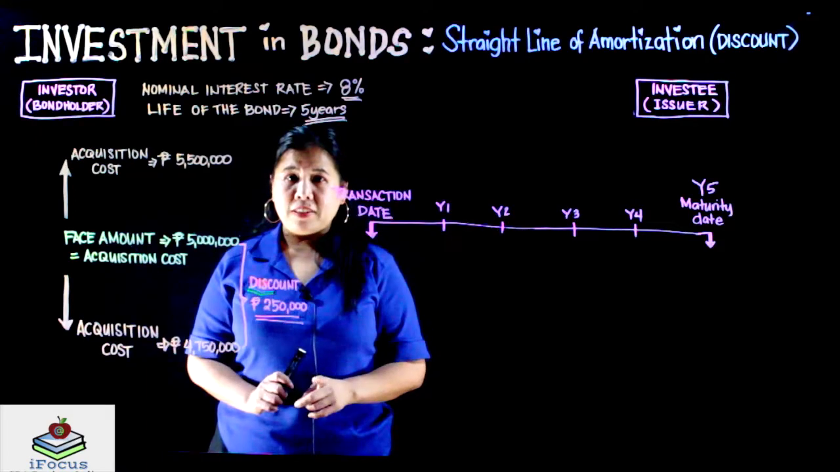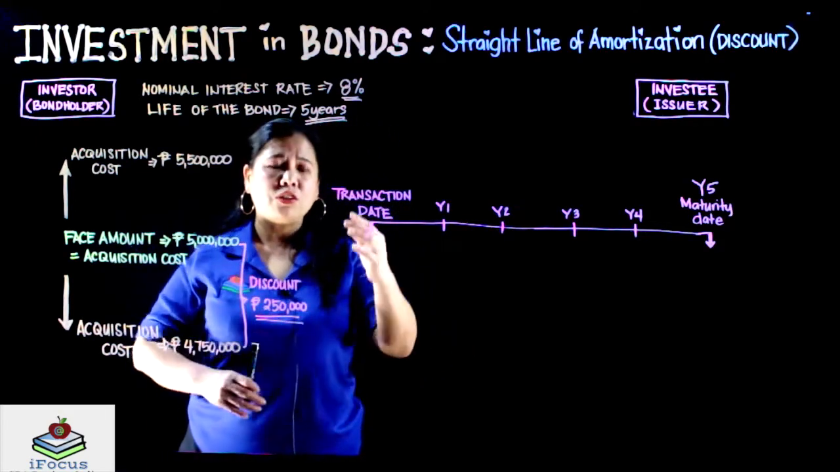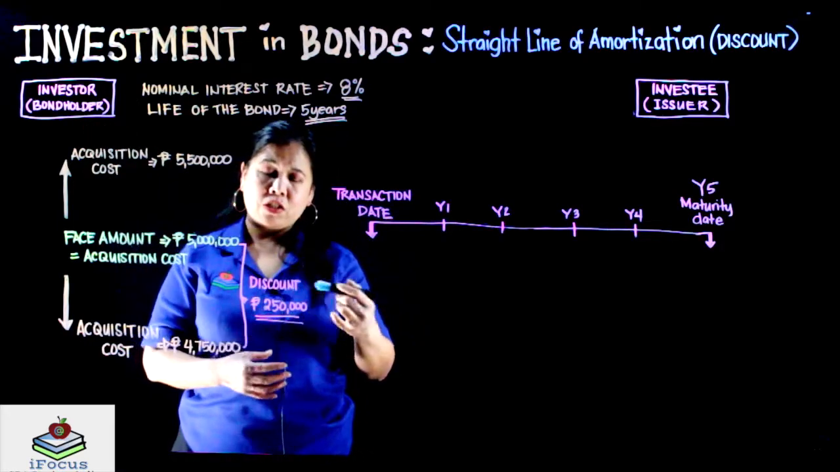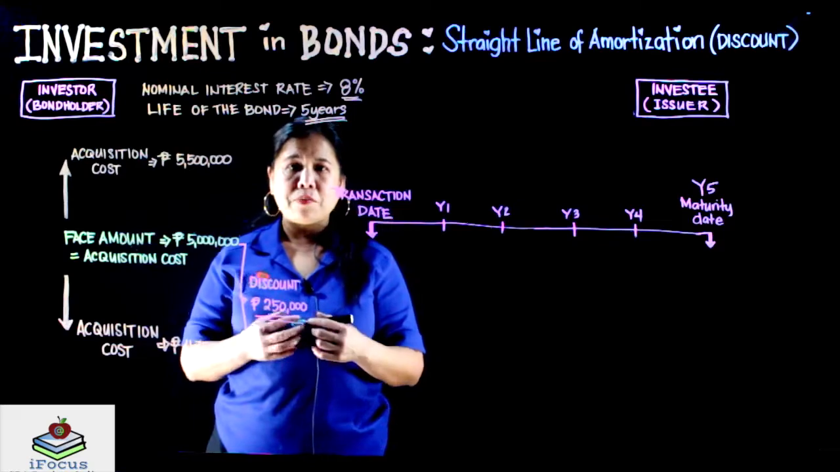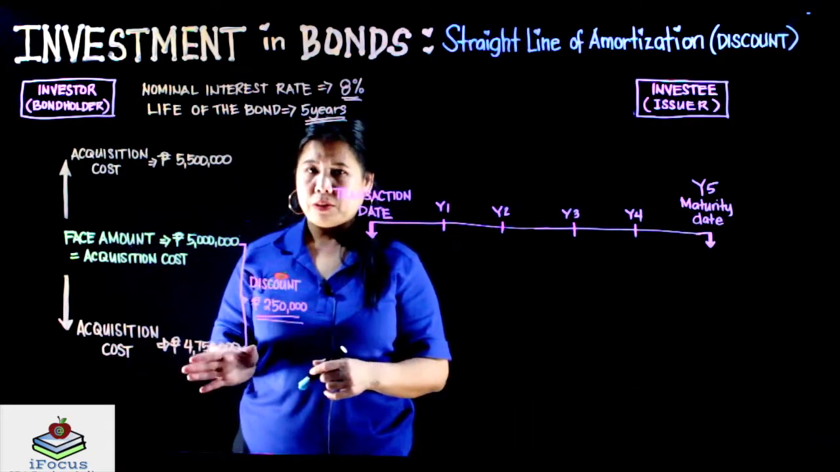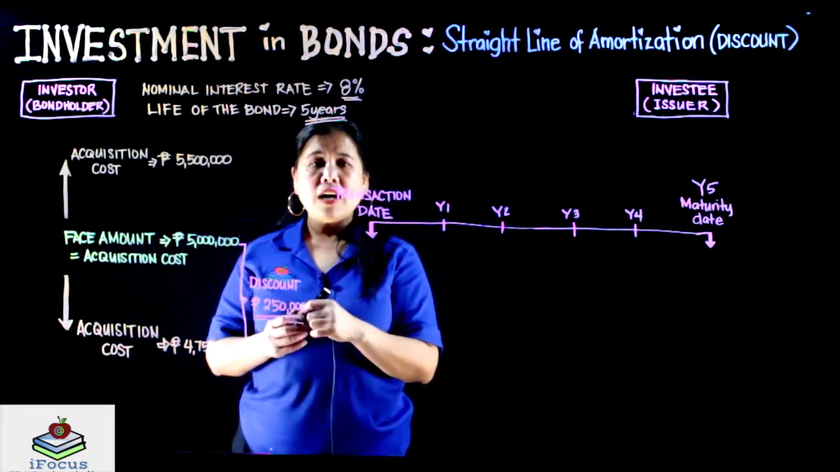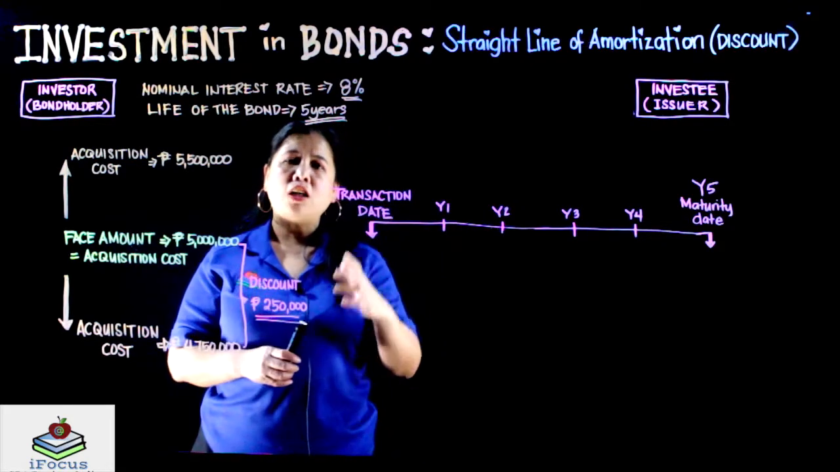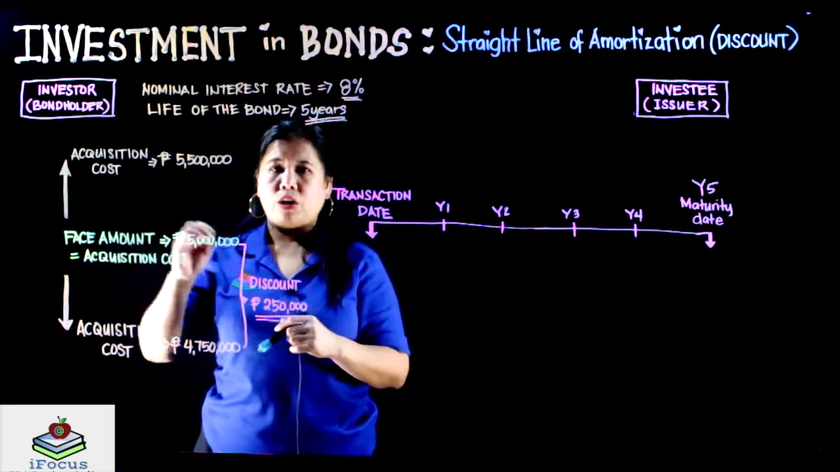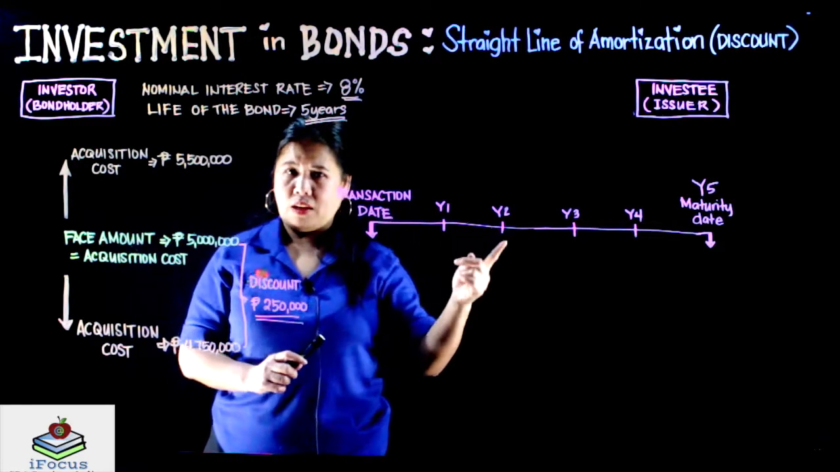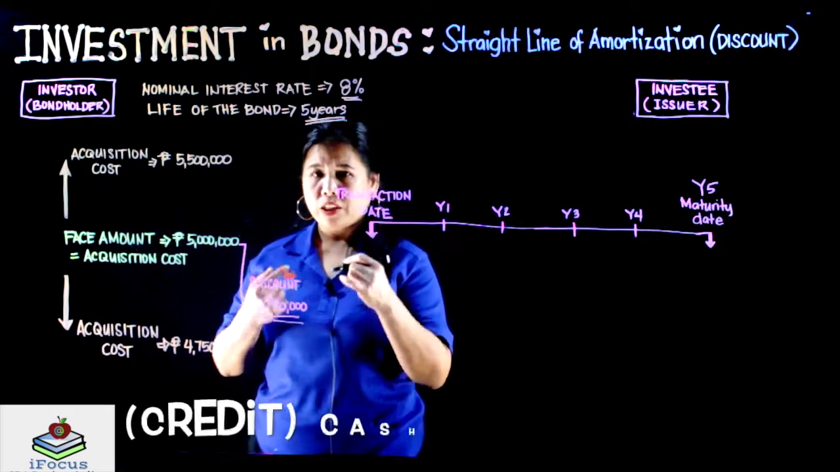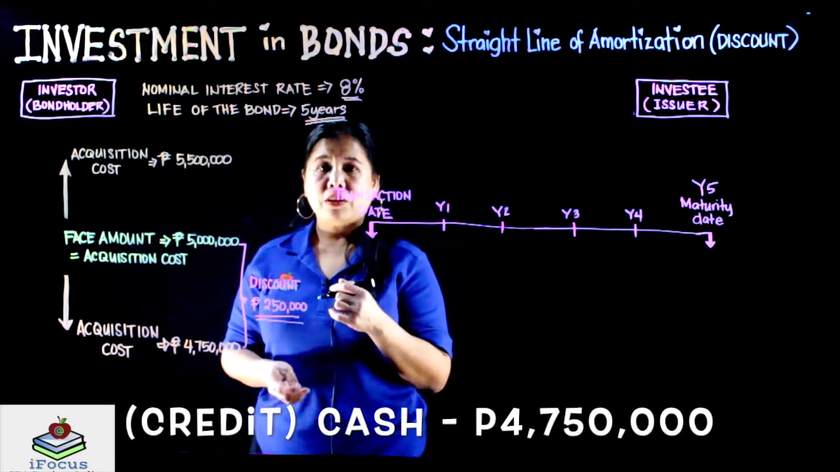No more, no less. So on this discount, on the transaction date, the entry of the investor for investing his money in the investee is a debit to investment in bonds of 4,750,000. Remember, what is in our investment in bonds on the transaction date, the date the investor acquired these bonds of the investee, is how much he bought them for, not the face amount. And a credit to cash of 4,750,000.